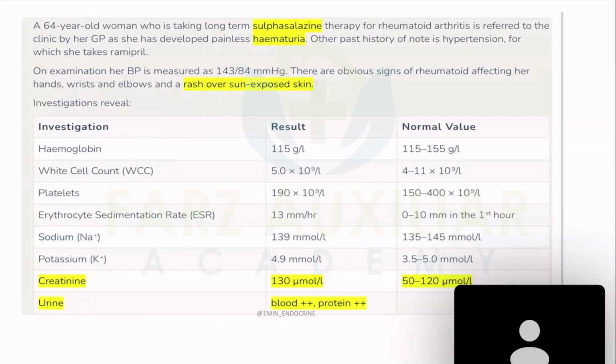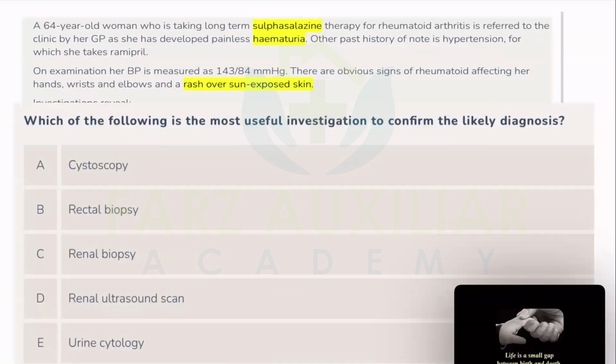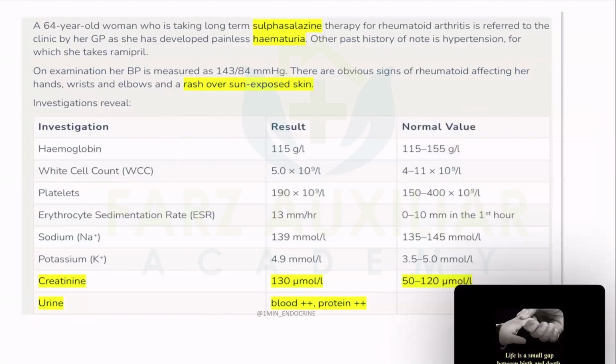Sir, why not amyloidosis, sir? Doctor, why are you looking at amyloidosis here? Sir, long-standing rheumatoid arthritis, the hematuria part and renal involvement. So suppose amyloidosis, basically, then you go for rectal biopsy here. But how does sulfasalazine fit in?